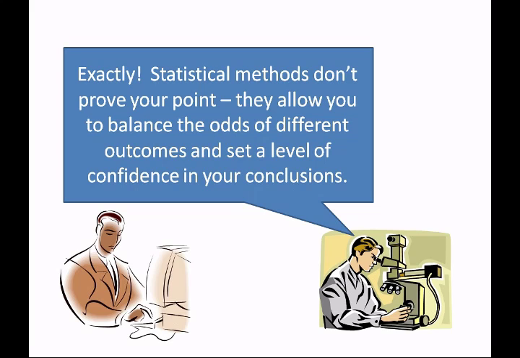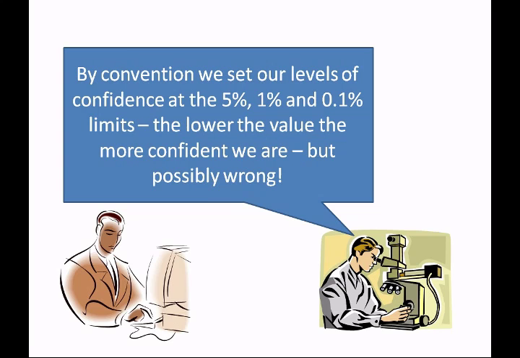Exactly. Statistical methods don't prove your point. They allow you to balance out the odds of different outcomes and set a level of confidence in your conclusions. By convention, we set our levels of confidence at the 5%, 1% and 0.1% limits. The lower the value, the more confident that we are, but we might possibly be wrong.